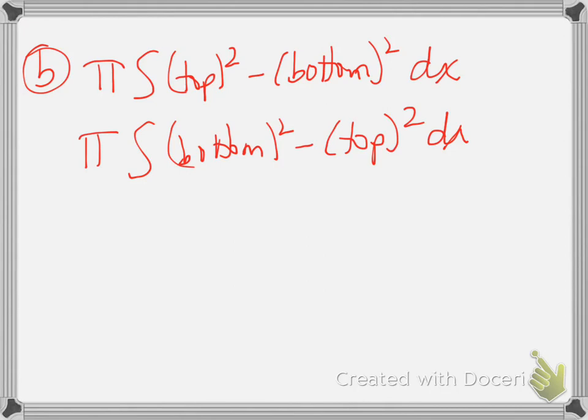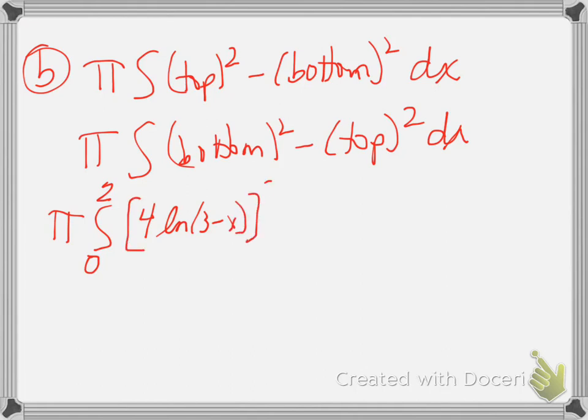Okay, so now we can start filling this in. So we have pi, and we need our integral. It's still going to be from 0 to 2. That didn't change. Okay, so the bottom function is now the 4 ln of 3 minus x. So it's going to be that squared minus the top, which was just the y equals 6. So it's going to be the 6 squared dx.